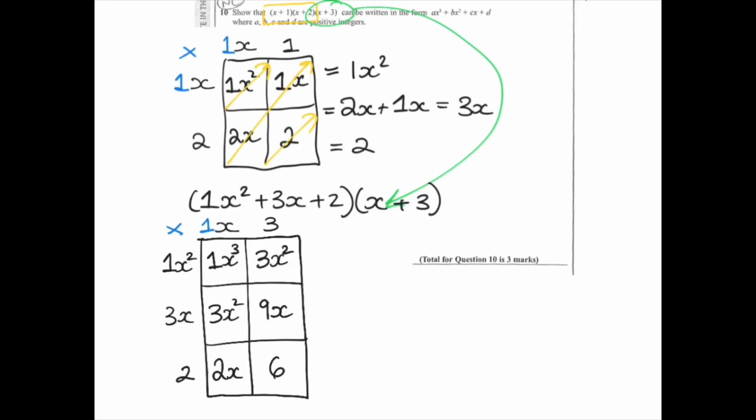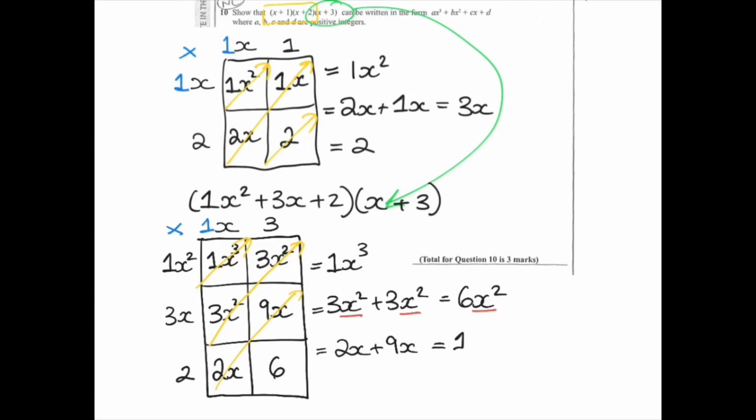Right, this is where we make sure that we're getting everything in the correct place. First diagonal, 1x cubed. Second diagonal, check you've got the same families. I've got a 3x squared plus a 3x squared, so it's looking good. 6x squared. All the same families again. These are not going to change when we're doing adding or subtracting, you're just collecting together. Next diagonal, you've got a 2x and a 9x. Same family, so I know I'm on the right track. 11x. And finally, 6.